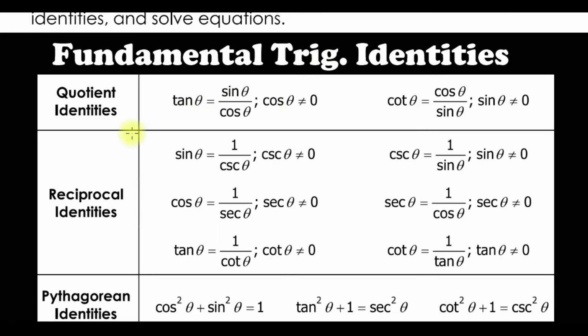Okay, so the quotient identities. Tangent theta is the same as sine theta over cosine theta. But cosine cannot be 0 because that makes it undefined. And then cotangent is the reciprocal of tangent. Therefore, it's cosine over sine. Okay, and then the reciprocal identities. Sine is 1 over cosecant. Cosine is 1 over secant. Tangent is 1 over cotangent. And then cosecant is 1 over sine. Secant is 1 over cosine. And then cotangent is 1 over tangent.